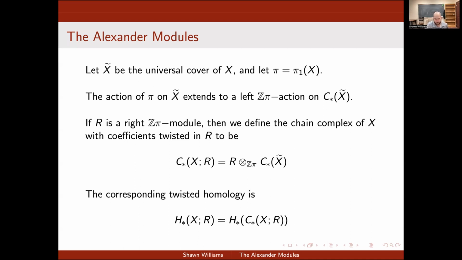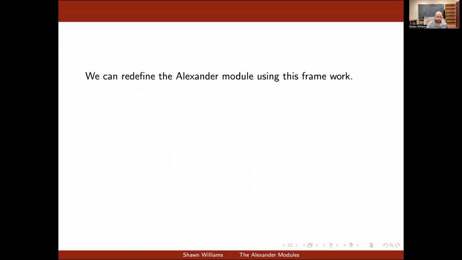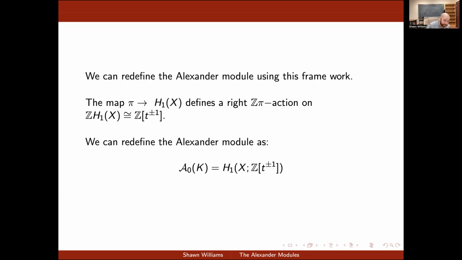We can use this framework of twisted homology to redefine the Alexander module. In particular, the map from pi to H_1 given by abelianizing gives us a right Z[pi] action on the group ring of H_1(X). And so we can define the classical Alexander module to be the twisted homology of X with coefficients in Z[t, t^-1].